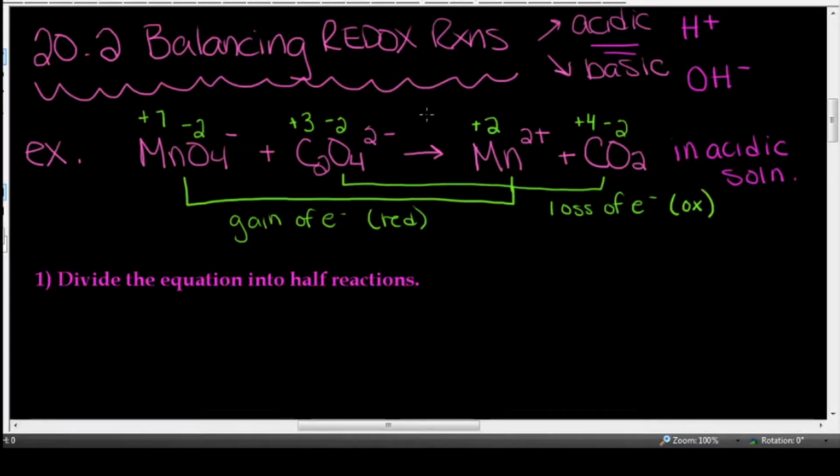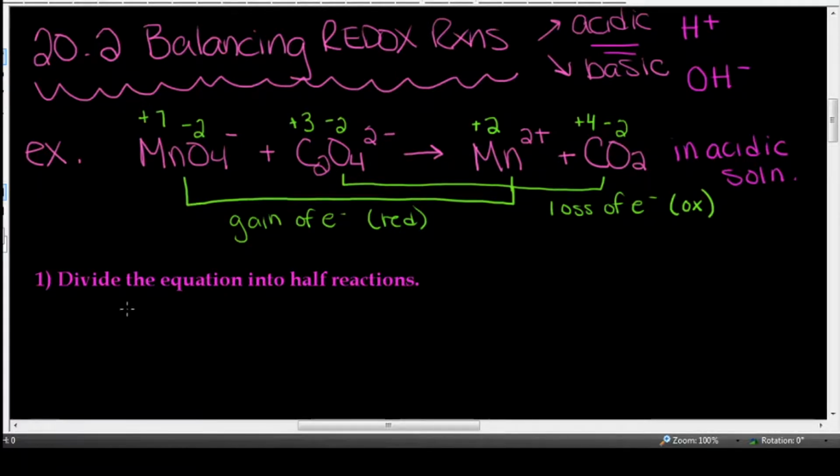Now, you might not have even needed to do all of that. You can clearly see the manganese is going to become a different type of manganese, so that's one of your half reactions. And your carbon is becoming a different type of carbon-based compound. That's your other half reaction. So you don't even necessarily have to go through all of that detail, but I thought it was good practice.